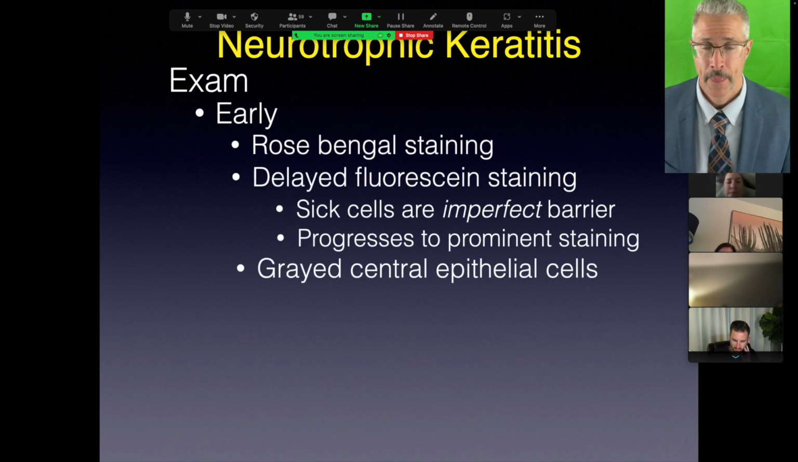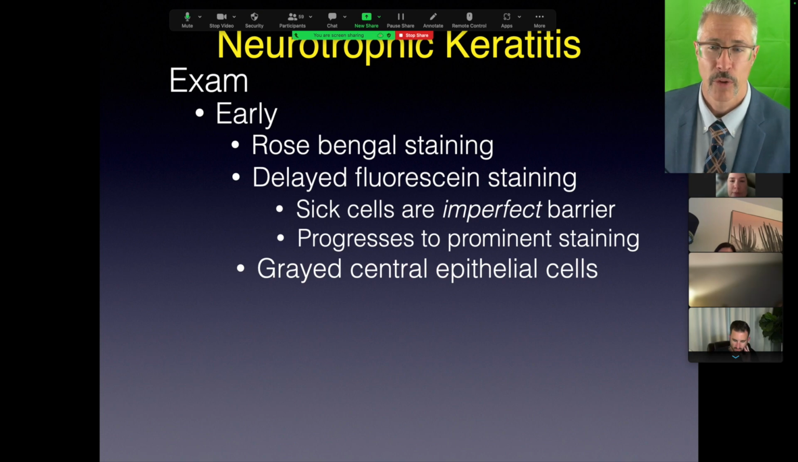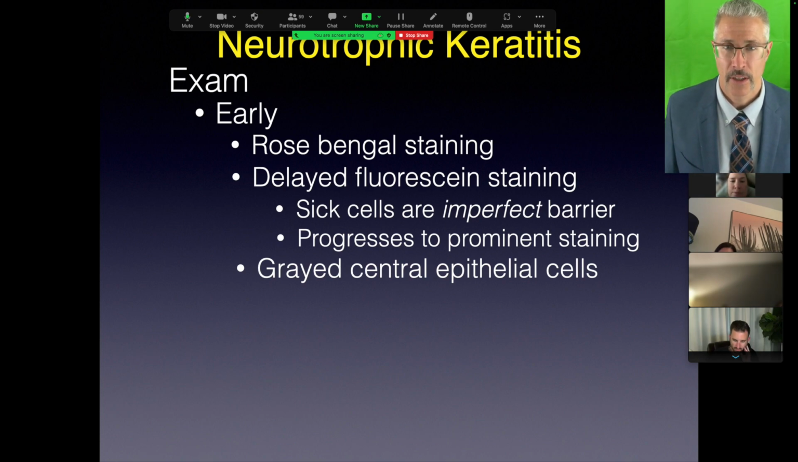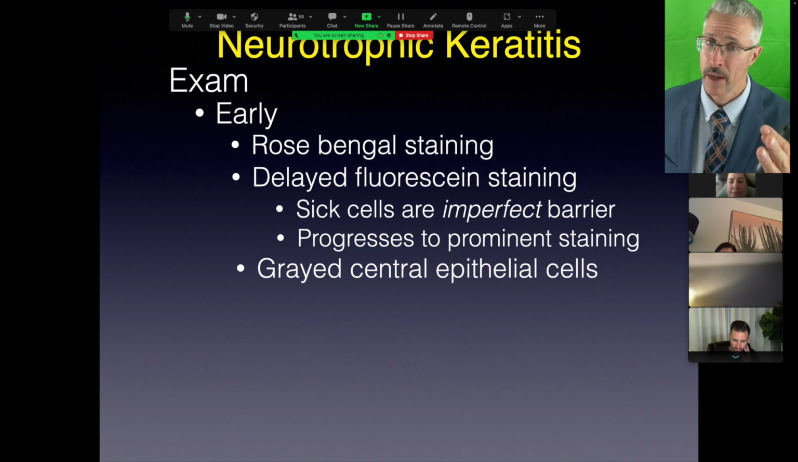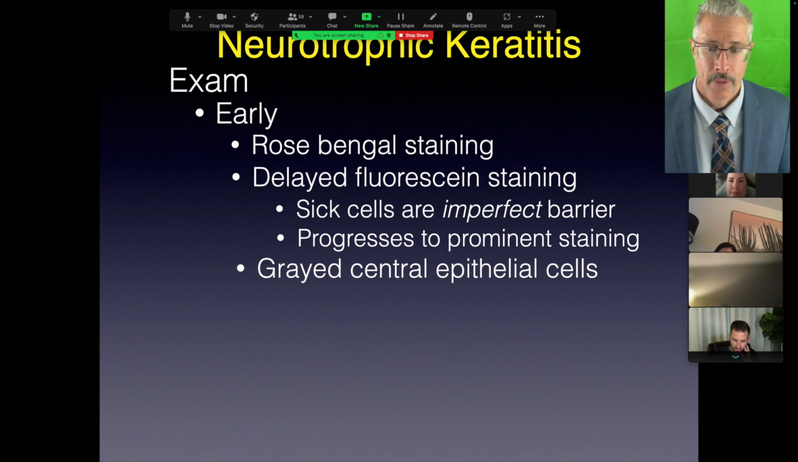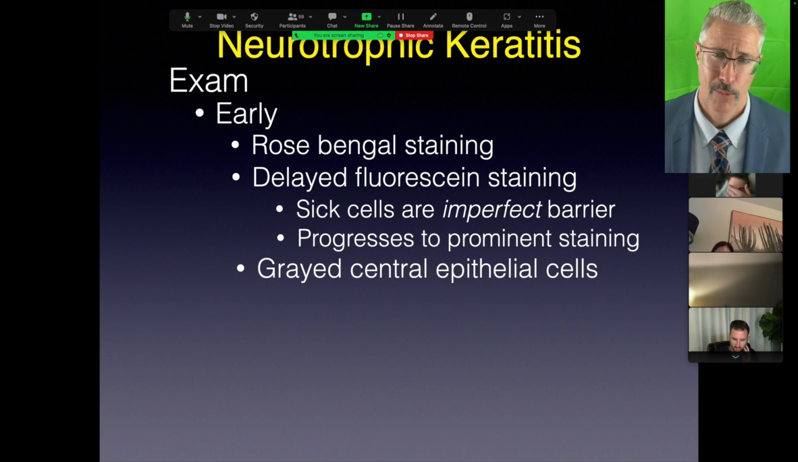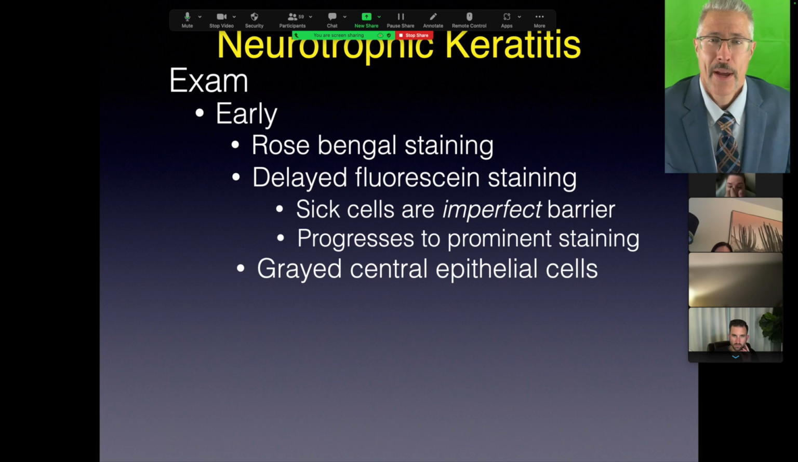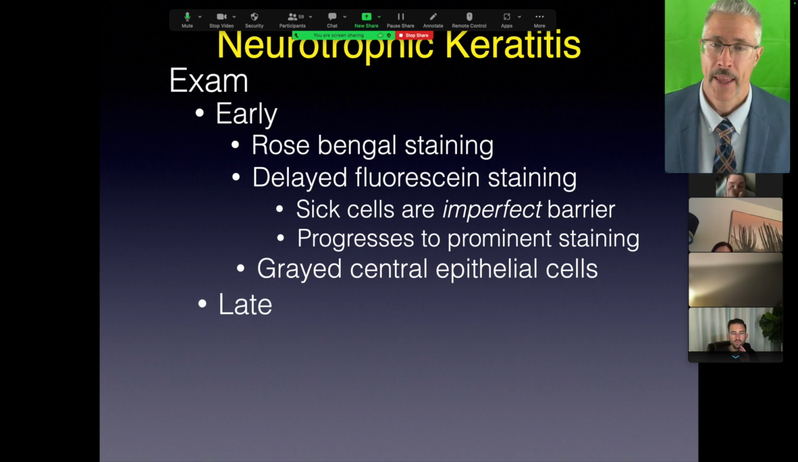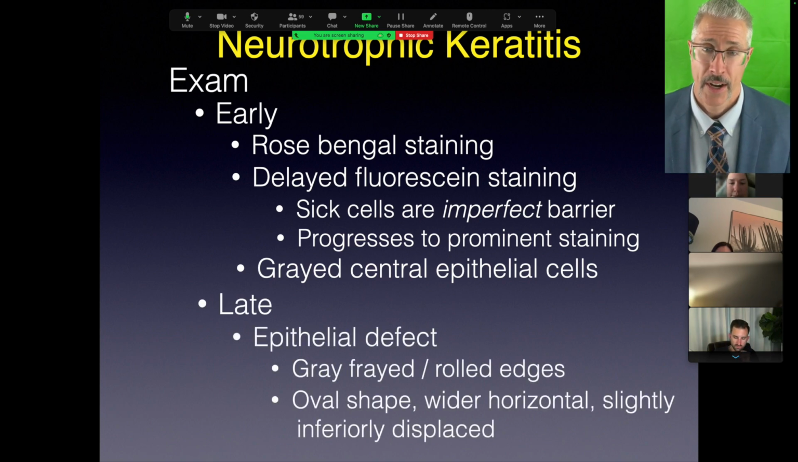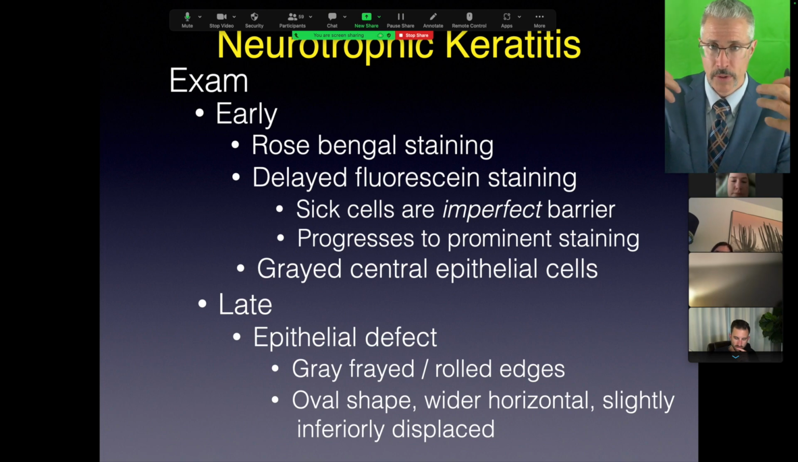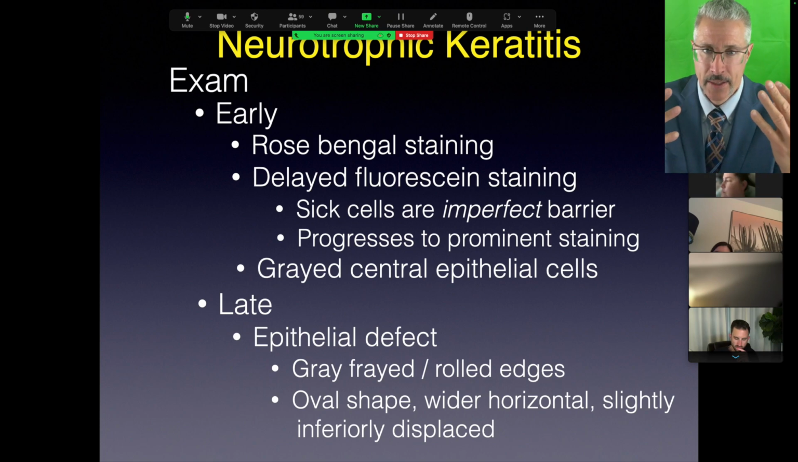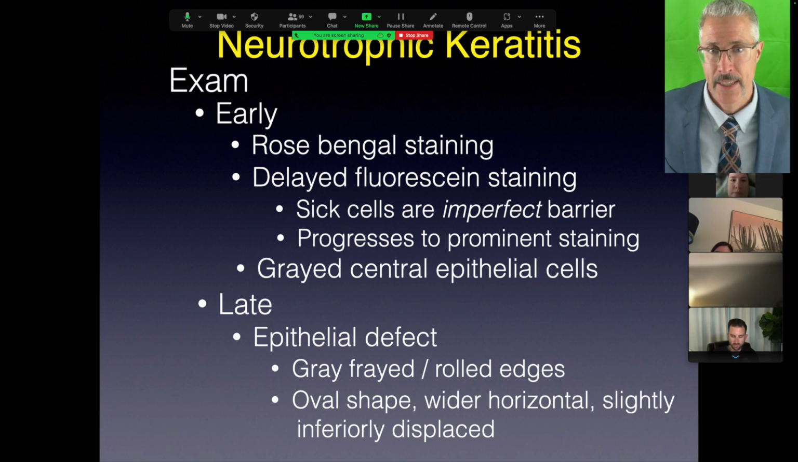Exam, early on, you might have rose bengal staining. I mainly use fluorescein. And the thing is, you can often get delayed staining. So remember, when your epi cells are sick or abnormal, they often stain late. And the cells can be gray. Why would they be gray? That's kind of weird. Late exam findings, you'll get the all-out epi defect, and the edges are just rolled, kind of like split ends, gray sickly cells.